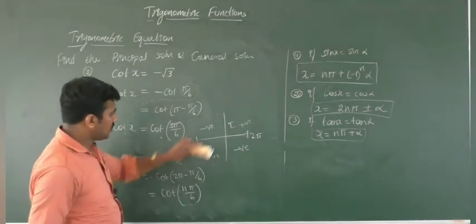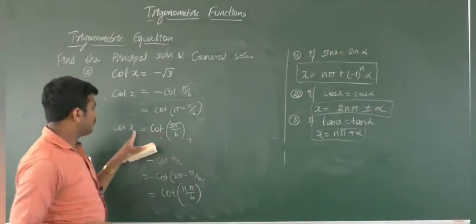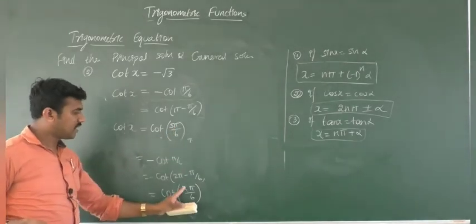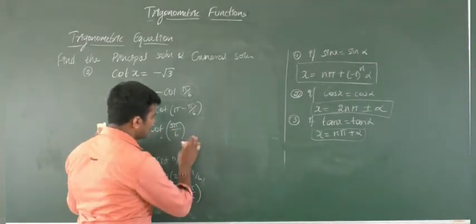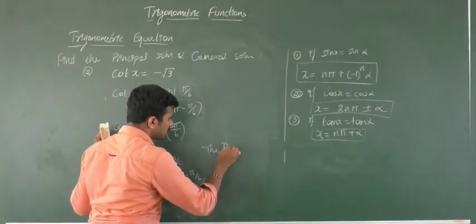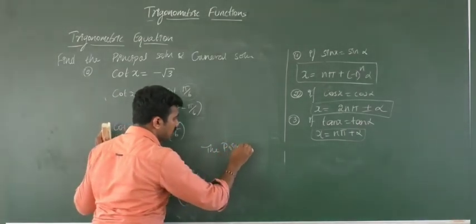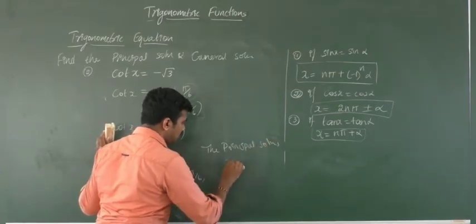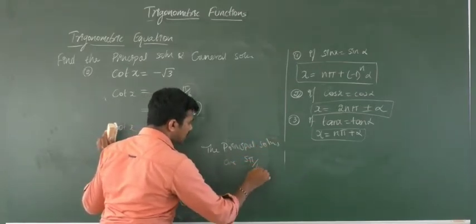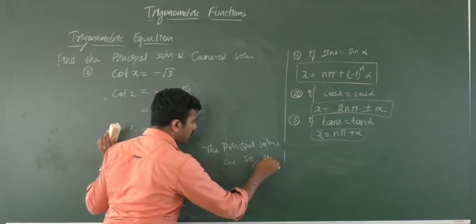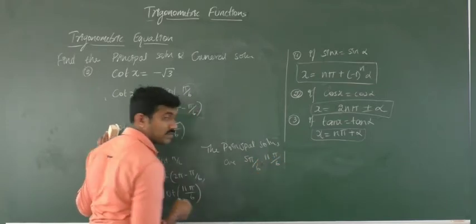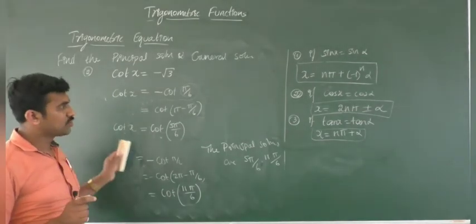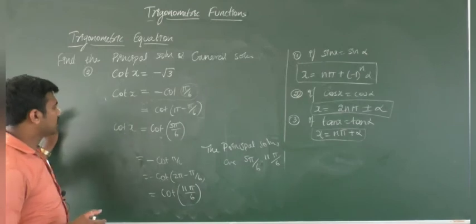Okay, so here the alpha value is 5 pi by 6, here the alpha value is 11 pi by 6, means the principal solutions are 5 pi by 6 and 11 pi by 6. Okay, two principal solutions. Now what is the general solution? We have to find the general solution. Okay, very easy.